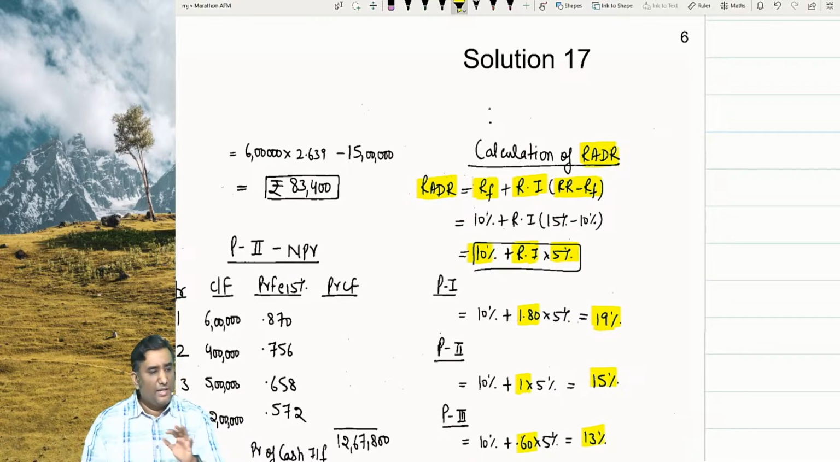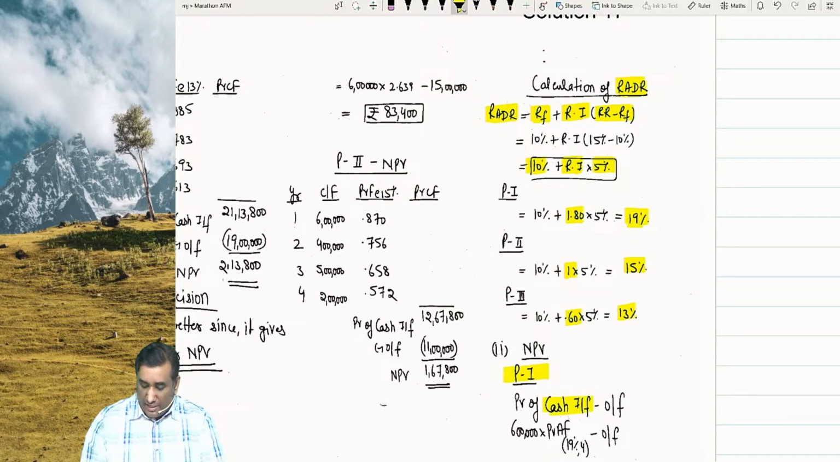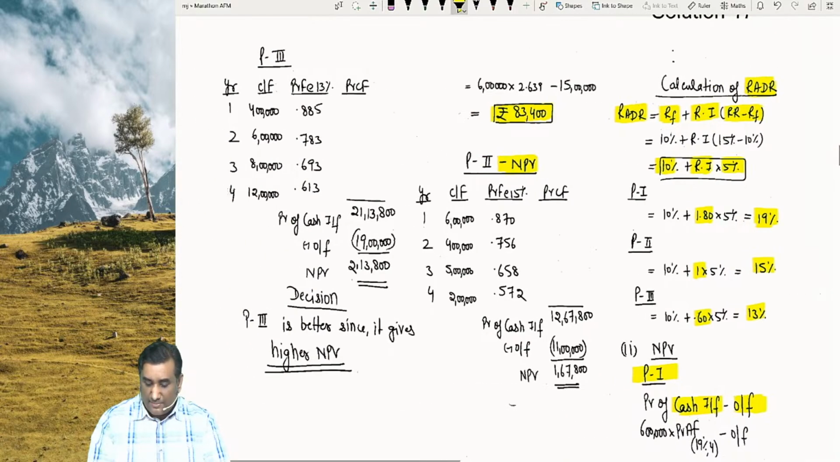And then he has given you the cash flows. Since the first project has cash flows which are similar in nature, what we'll do is, since they were similar, PV of cash inflow minus outflow will give this number here. Second project, the cash flows were different, we'll discount separately.